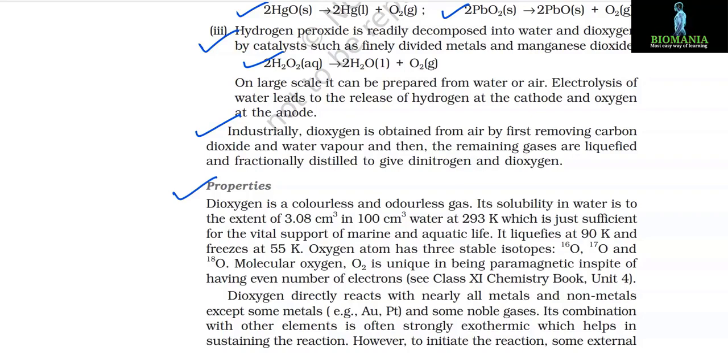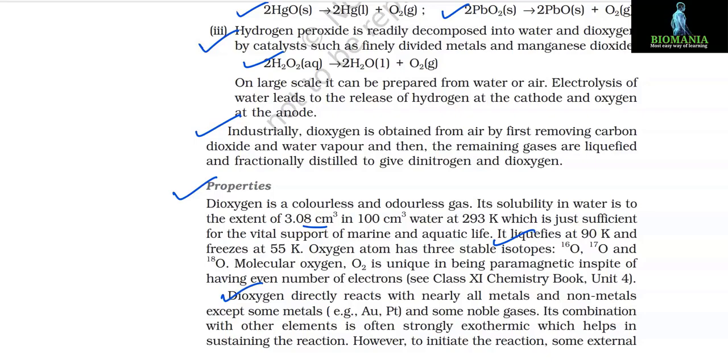Properties. Dioxygen is a colorless and odorless gas. Its solubility in water is to the extent of 3.08 cm³ in 100 cm³ water at 293 Kelvin, which is just sufficient for the vital support of marine and aquatic life. It liquefies at 90 K and freezes at 55 K. Oxygen atom has 3 stable isotopes, O16, O17 and O18. Molecular oxygen O2 is unique in being paramagnetic in spite of having an even number of electrons.